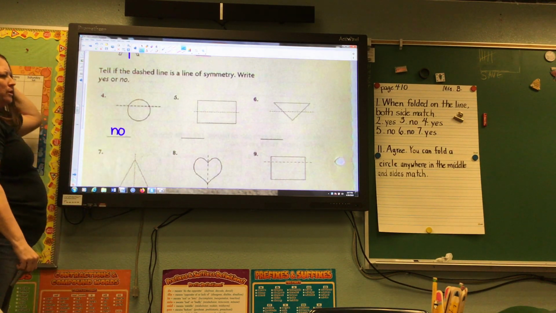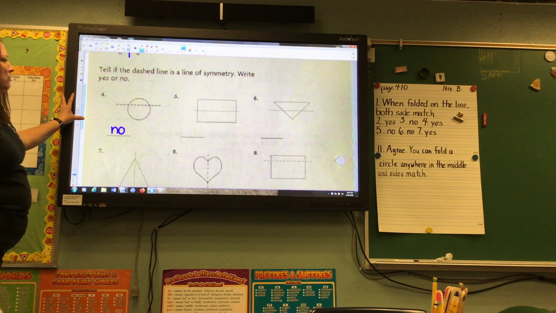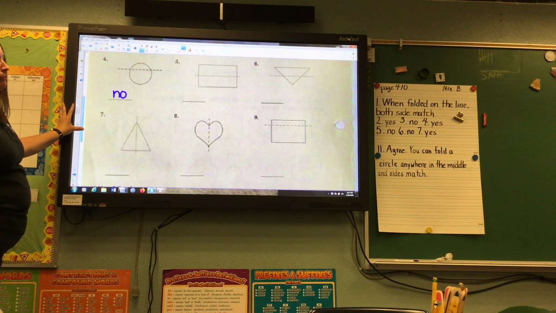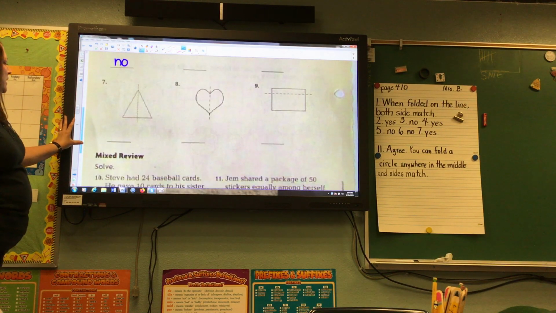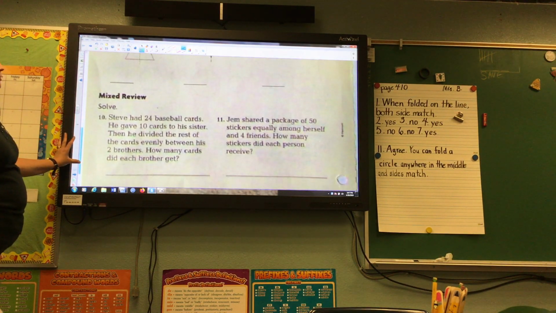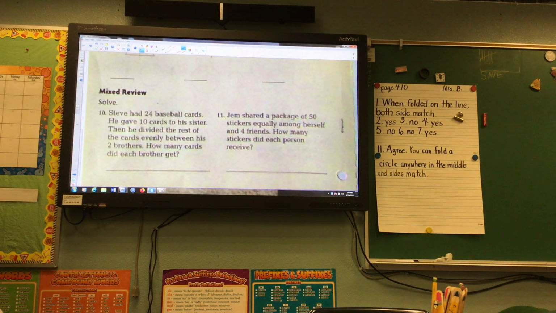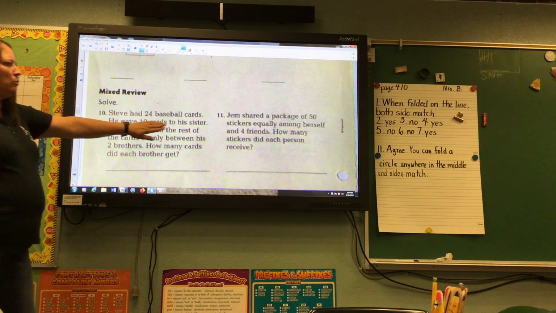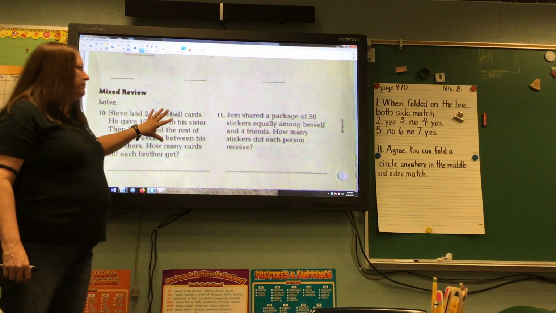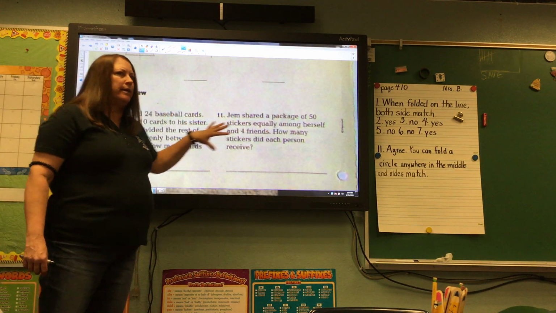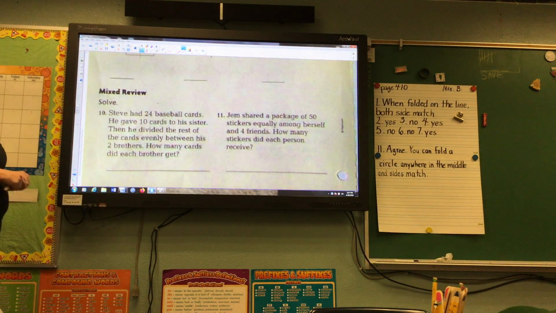I think you can try 5, 6, 7, 8, and 9 on your own. Be careful with number 6. And the last one, you've got a couple of questions down here. Be careful with these because they could be adding or subtracting or multiplying or dividing. So be very careful with both of those down below.